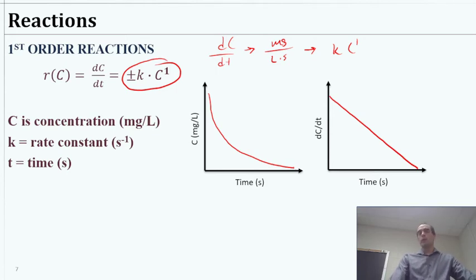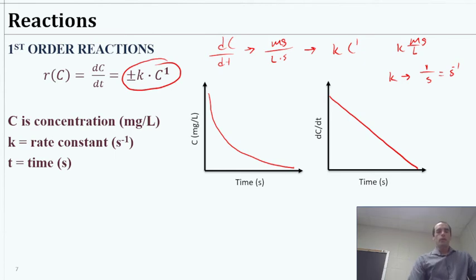So C is milligrams per liter, and this time it's actually there. So that means we have k times milligrams per liter. That means the only thing left for k is the seconds in the denominator. So k is 1 over seconds, or we could say seconds to the minus 1. Okay, so it's per time. That's what we see right here, per time units.